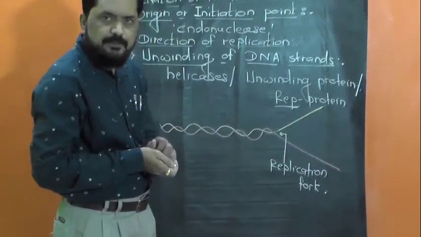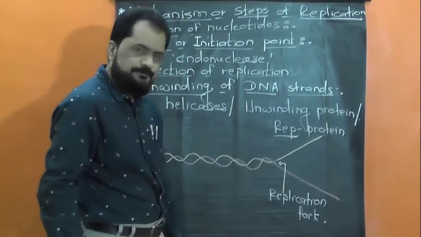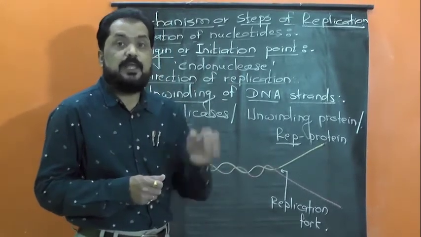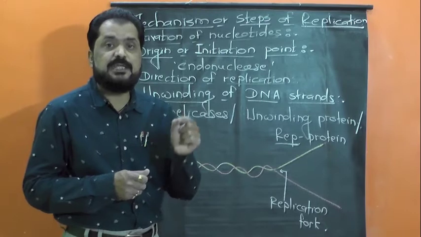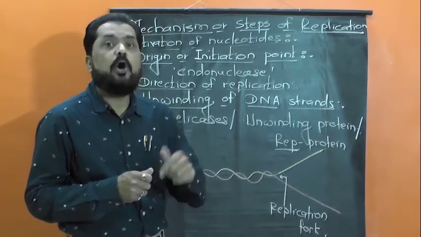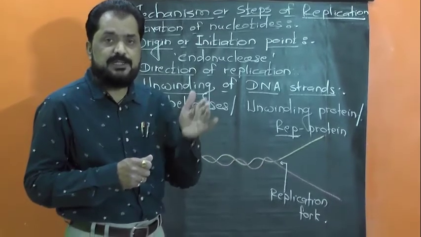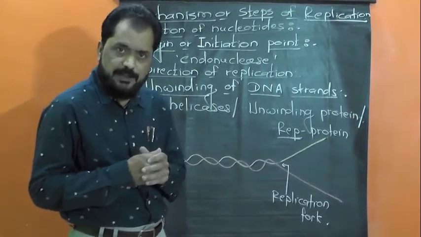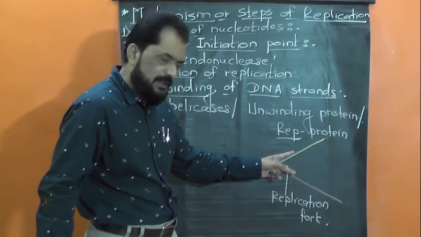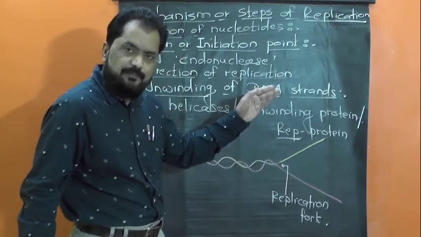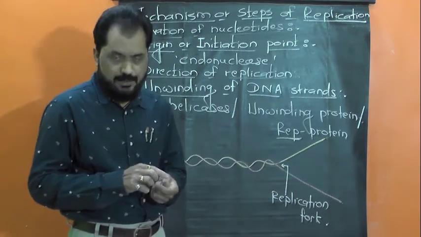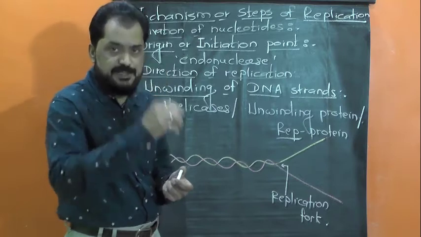Replication fork. Now, due to unwinding, two strands which get separated from each other now acts as a DNA template, acts as a mold strand on which the new strands are synthesized. आता या ठिकाणी DNA चे जे दोन स्ट्रँड्स एकमेकांपासून अलग झालेत, सेपरेट झालेत, ते सेपरेट झालेले दोन्ही स्ट्रँड्स हे टेम्पलेट स्ट्रँड म्हणून काम करतात. त्यांना मोल्ड स्ट्रँड्स असं म्हणतात.